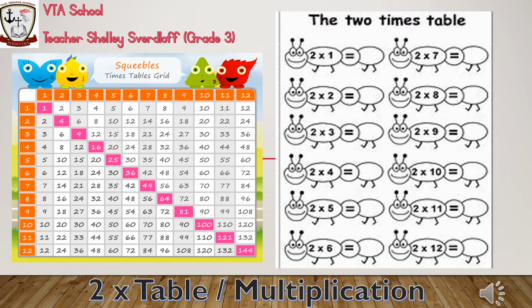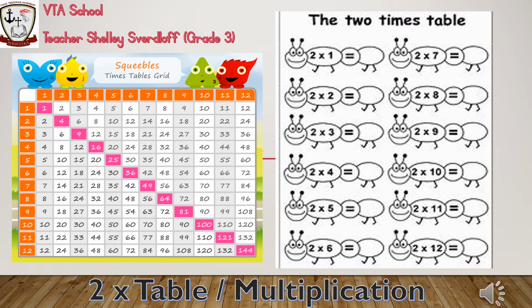Now put your finger on 2 on the chart with your left hand and on the top, 2. By moving the 2 orange numbers together, we get the answer 2 times 2 equals 4. Let's try the next one. 3 times 2. Put your finger on 3 and move it towards the 2. 3 times 2 equals 6.